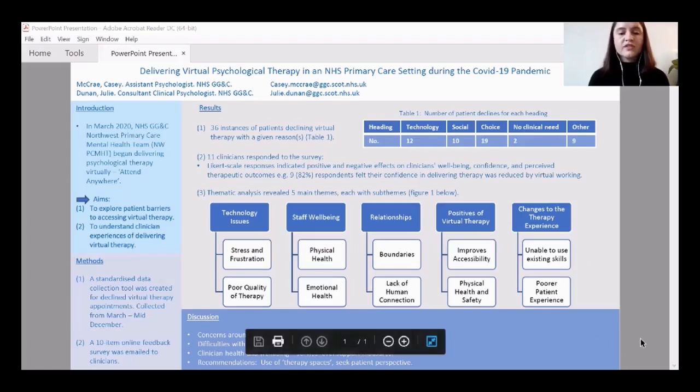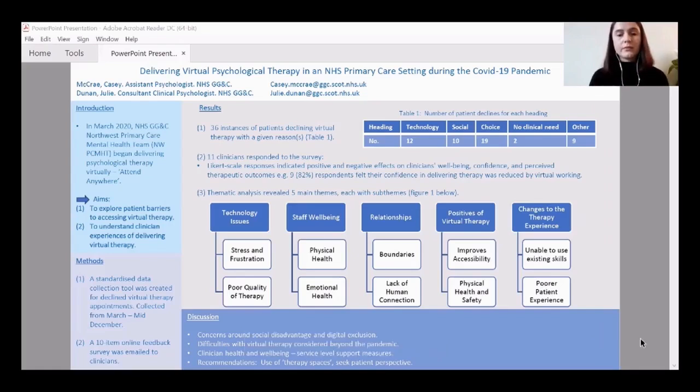Further recommendations include the use of therapy spaces that patients could go to access technology or a private space in order to access virtual therapy itself. Further recommendations are seeking patients' perspectives in receiving virtual therapy and any potential socioeconomic influences that might affect this.